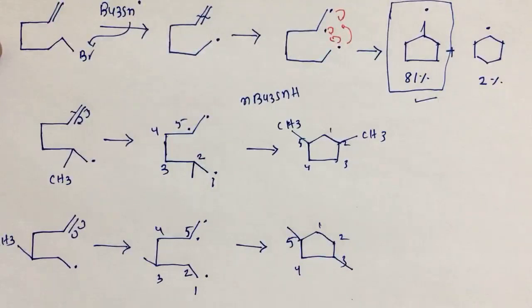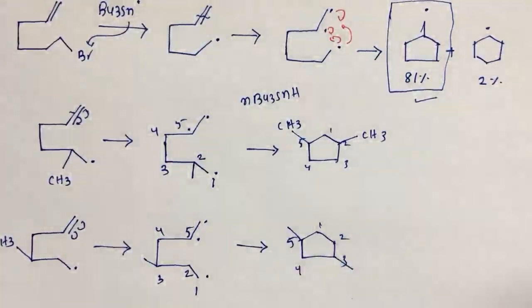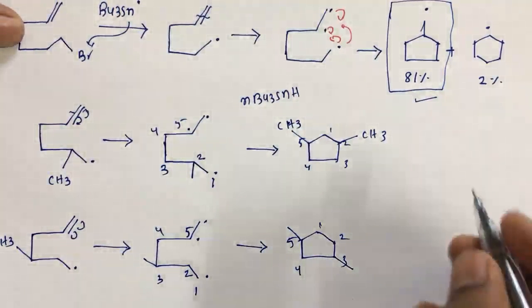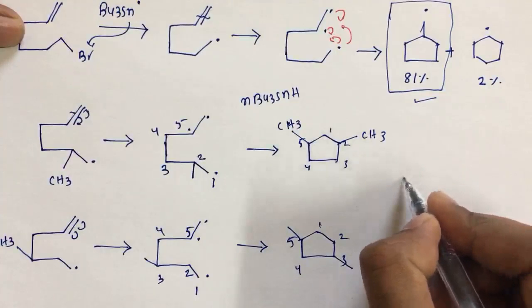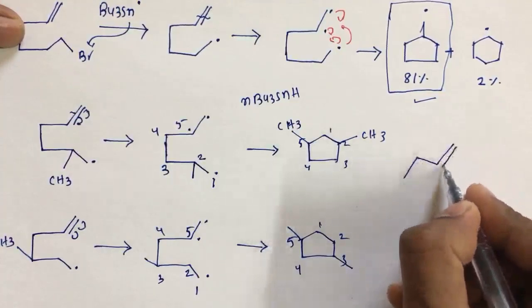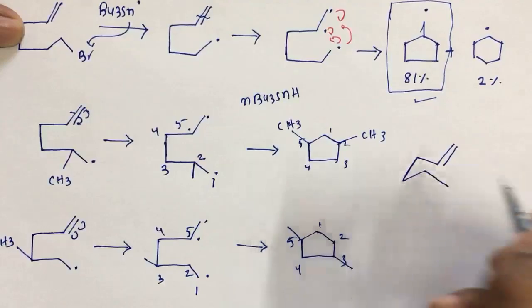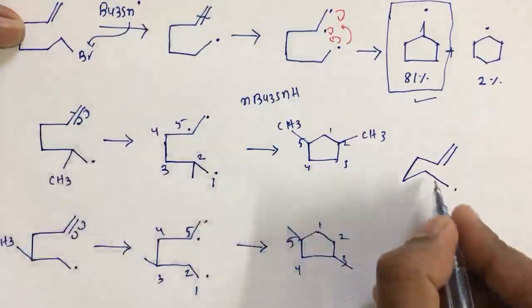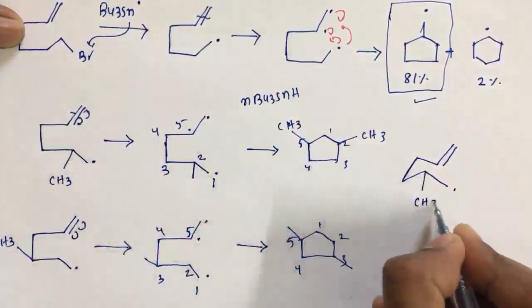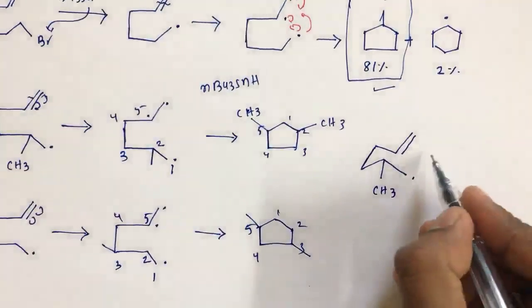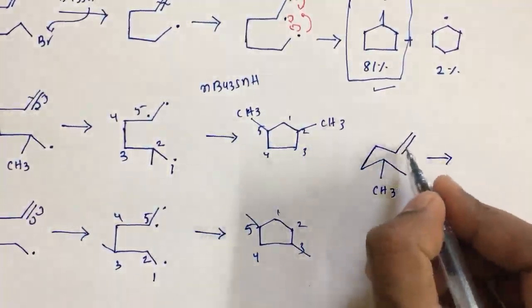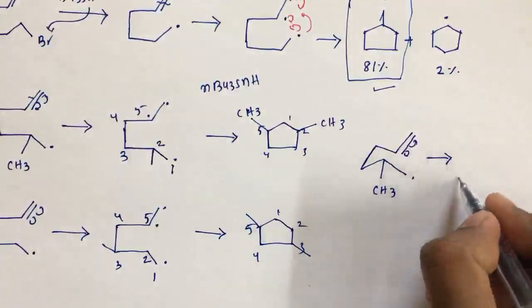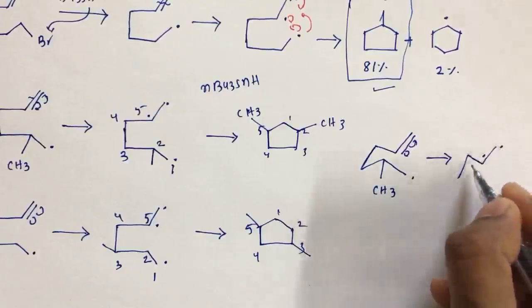Now stereochemistry is very important here, whether both are cis or both are trans. In order to identify the stereochemistry, we just draw them in a cyclohexane form, like a chair form, open chair like this. We can write it like this, and here the methyl group is down the plane. And now after homolytic cleavage it becomes like this.